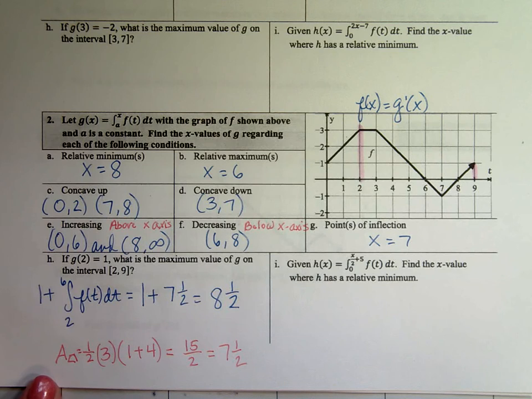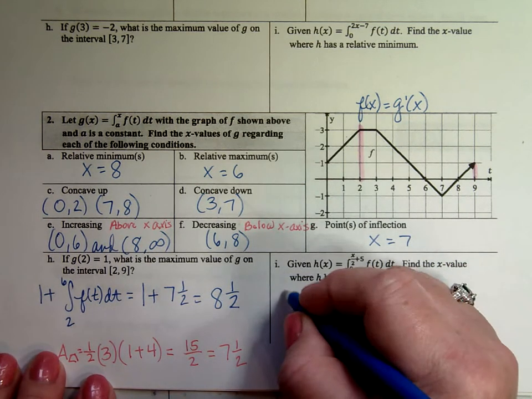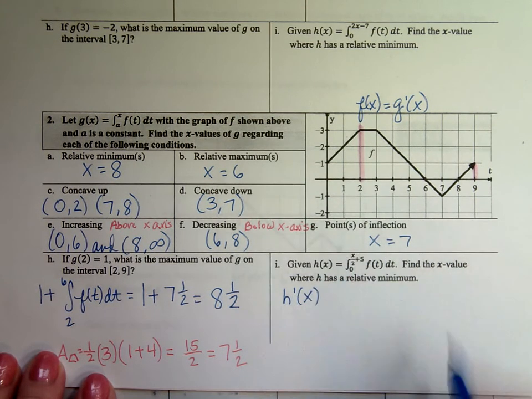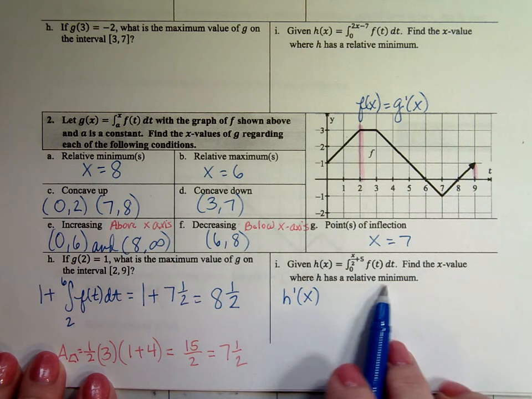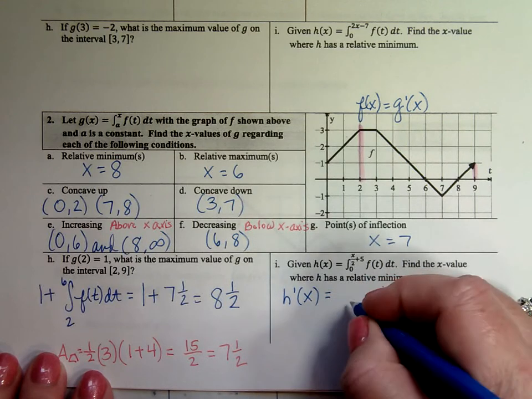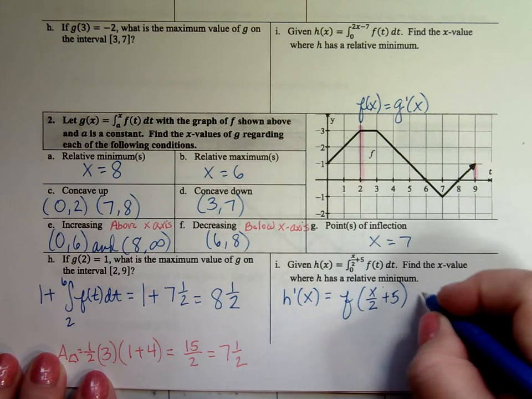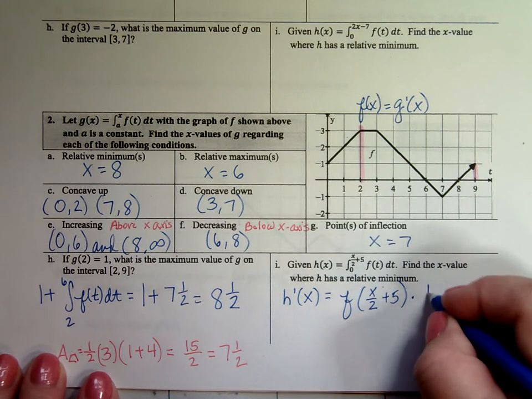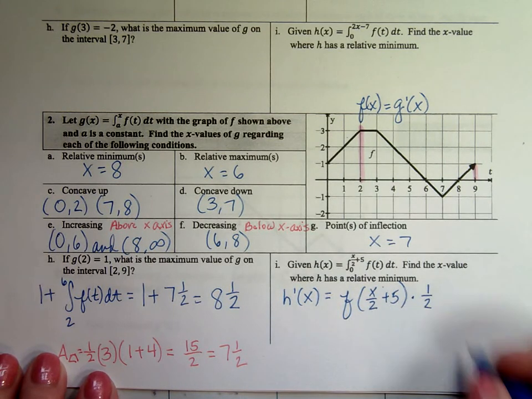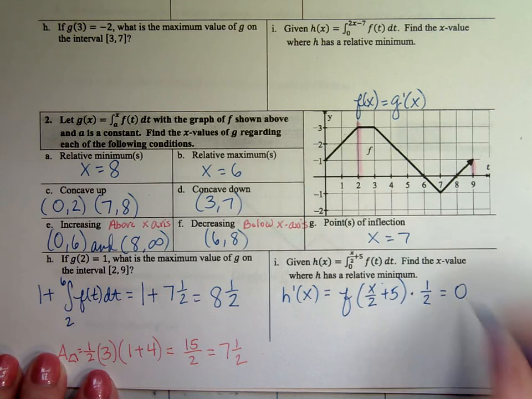I think the more you see them, the easier they get. And then the last one is kind of the goofy one. Also, I believe, like what we did with number 2 of the examples. This one, they want to know what h prime of x is, because it's a relative minimum. So it's going to equal f of x over 2 plus 5 times the derivative of x over 2, which is 1/2. Derivative of 5 was 0. And I have to figure out where the minimum is, so that's going to be equal to 0.